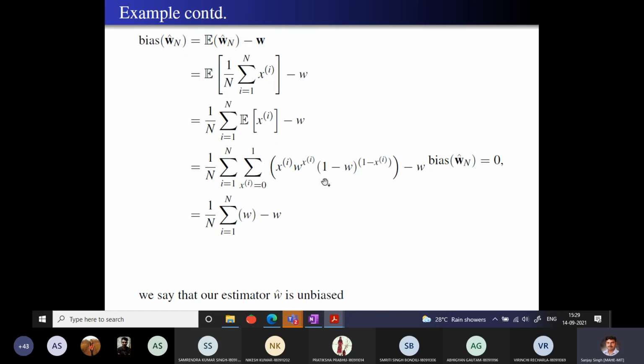As I mentioned, you can do this yourself. And finally this W minus W comes out to be 0. So the bias of this estimator is 0. So this is how you do this. You can expect some problem based on this, where an estimator is given and you check whether it's biased or unbiased.